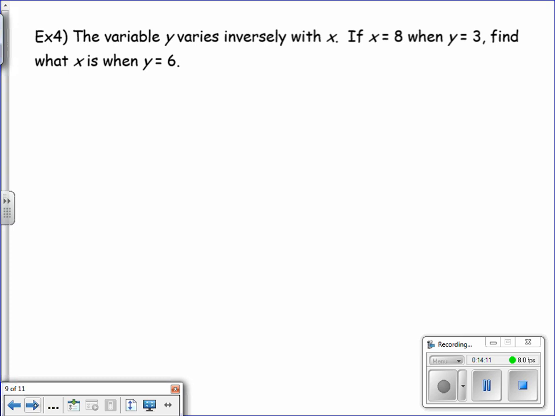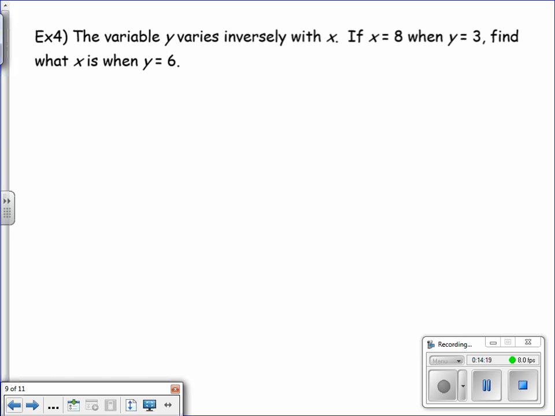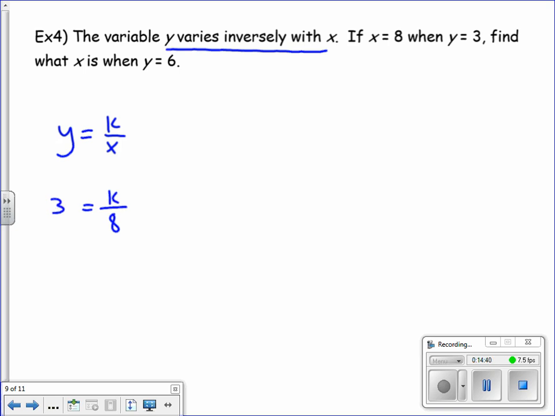Okay, I'm getting to my last problem here that I'm going to do, because then the next ones you have to do. All right, so example 4. The variable y varies inversely with x. So this statement right here, I write y equals k over x. All right, then it gives me some information. If x equals 8, when y equals 3. All right, x is 8, so I'm going to put an 8 here. I don't know k, I usually don't. When y is 3. All right, I need to solve this for k. So I'm going to multiply by 8 on both sides. So k equals 24.